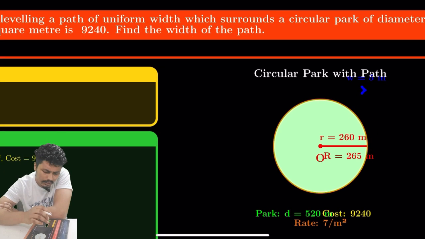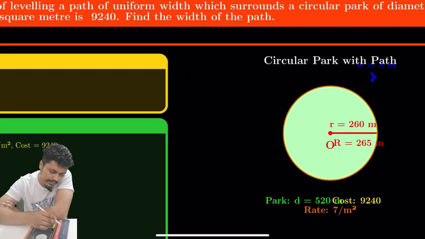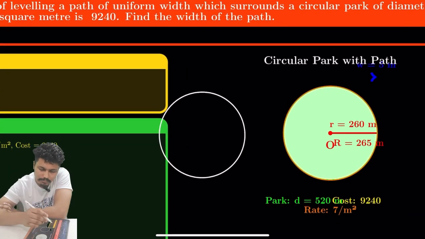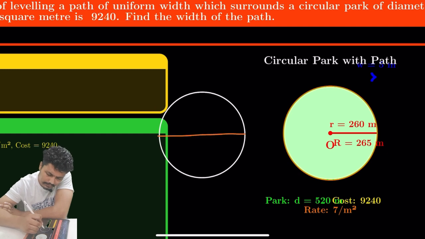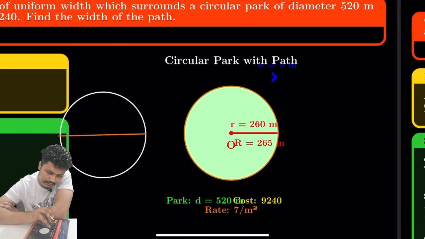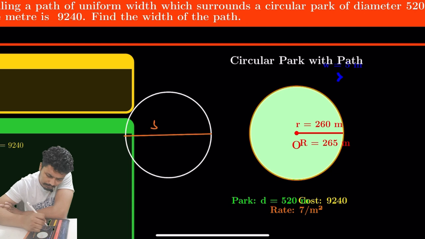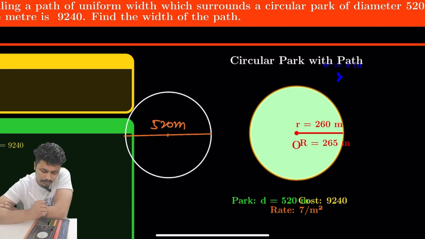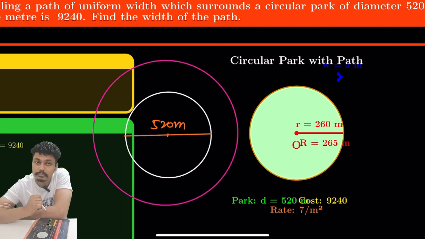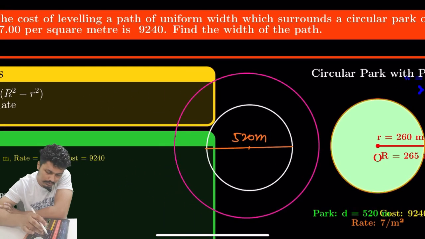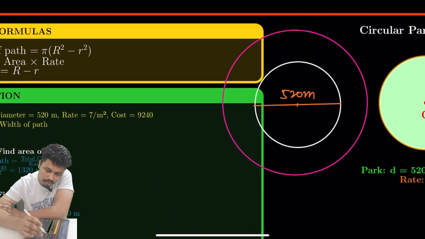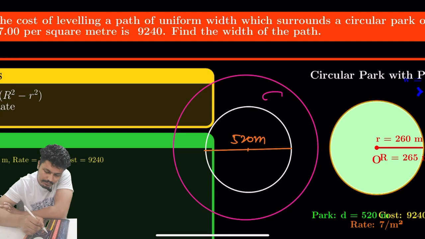Okay, find the width of the path. Let's understand. So what does the question say? Question says, there is a park. This is a park. Okay, and the diameter of this park is 520 meter. Okay, this is the diameter. Now there is a path outside. Okay, what does the path need? The path is outside, and this is being leveled.